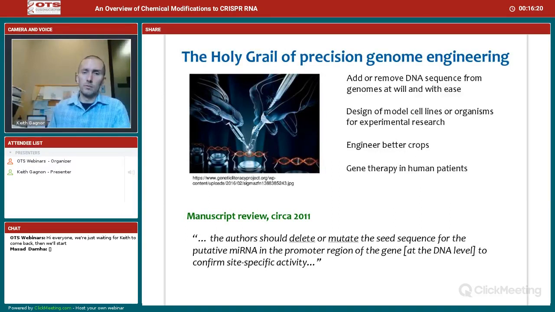Okay, so one of the holy grails of genome engineering was to be able to engineer the genome precisely. This was not easy to do. It could be done several years ago, but it was very expensive, and only a few labs had access to these reagents. What I'm referring to is TALENs, zinc finger nucleases, and meganucleases. These enzymes were around and developed, but they were really hard to implement.